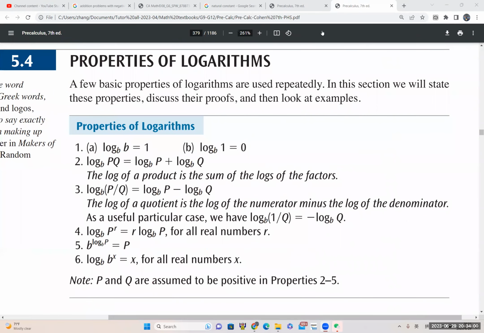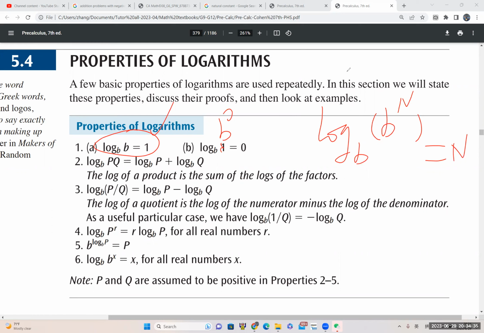Let's check one by one. Just now I already mentioned, if log base is always b, and b to the n's power is just equal to n, right? So then this we are okay, right? This one, you can take it as b to the 0, right? That's why it's equal to 0. A log of a product is the sum of a log of the factors.